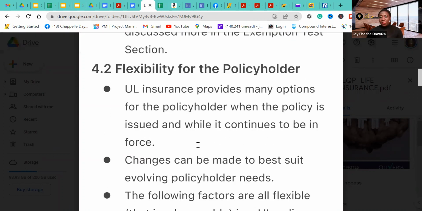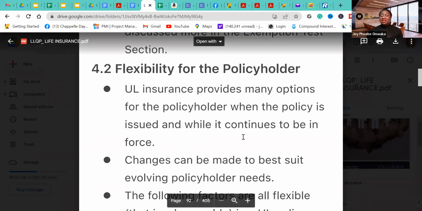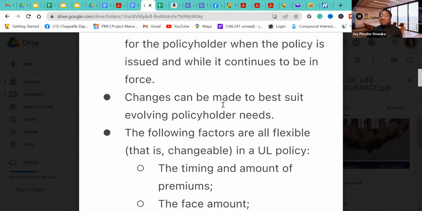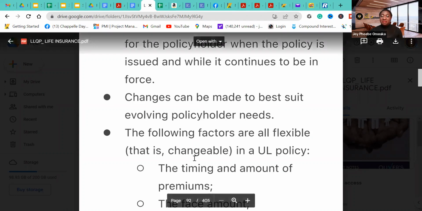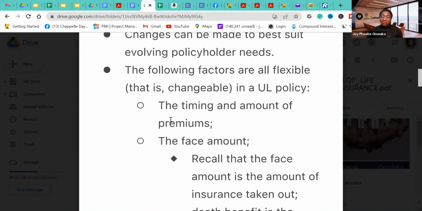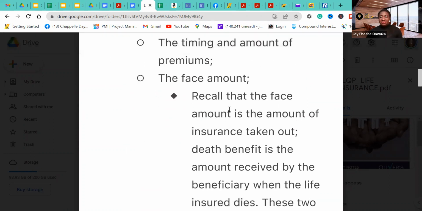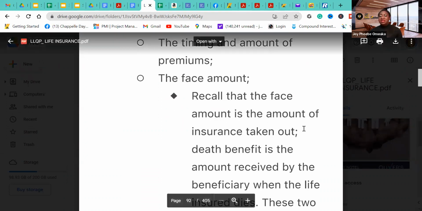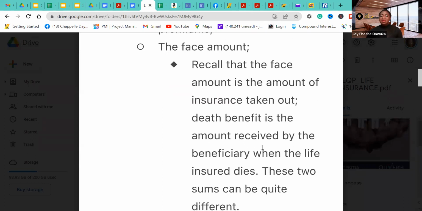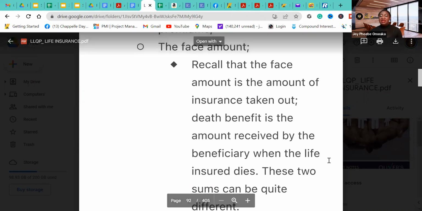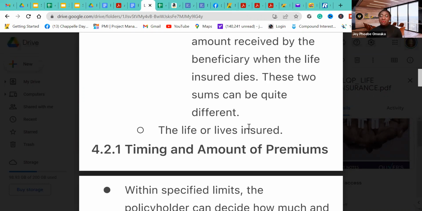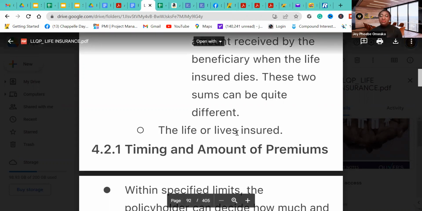Flexibility for the policyholder. Universal life insurance provides many options for the policyholder when the policy is issued and while it continues to be in force. Changes can be made to best suit evolving policyholder needs. The following factors are all flexible, that is, changeable in a universal life policy. Option number 1 is the timing and amount of the premium, very flexible. The face amount. Recall that the face amount is the amount of insurance taken out. Death benefit is the amount received by the beneficiary when the life insured dies. And these two sums can be quite different. The last one is the life or lives insured.